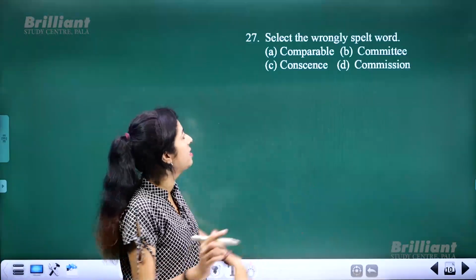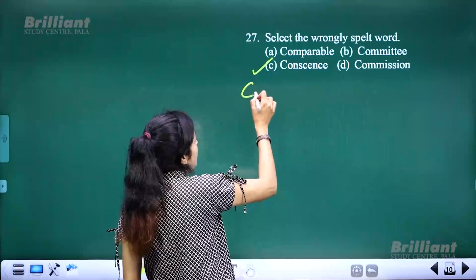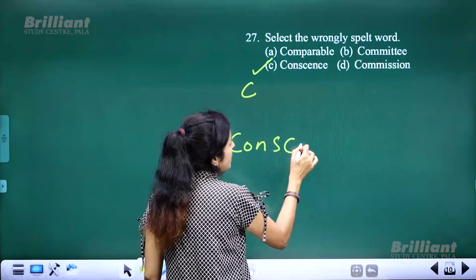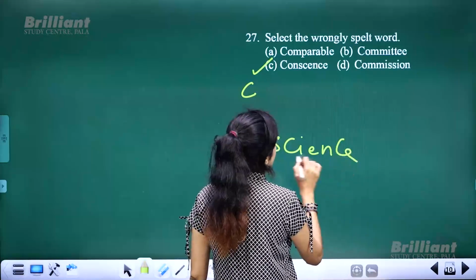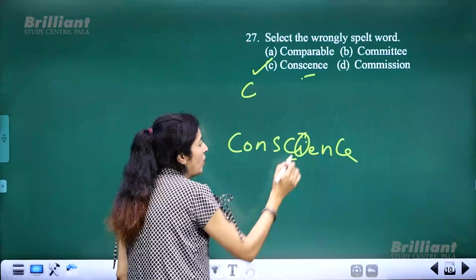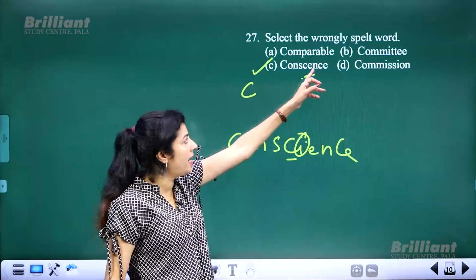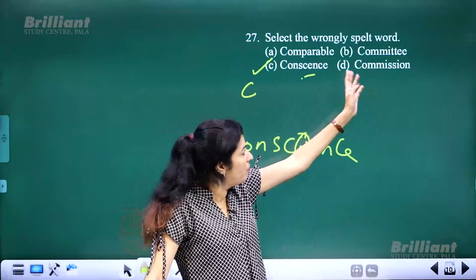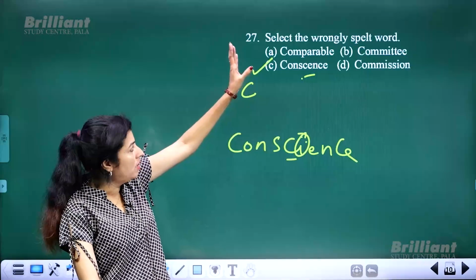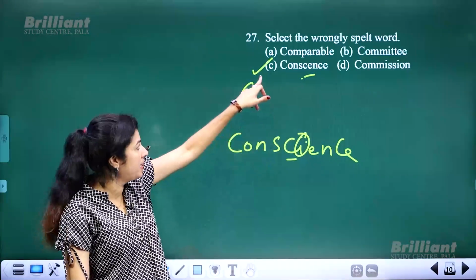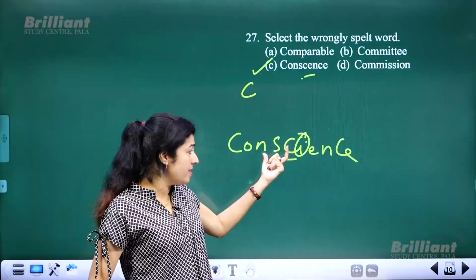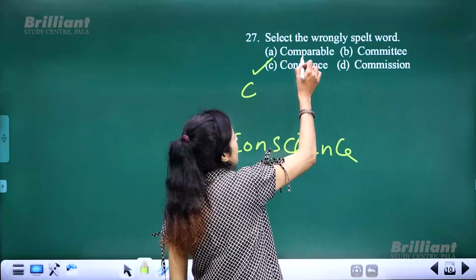Then this is conscience, and this is with the wrong spelling. So option number C. And what is the correct spelling of this? C-O-N-S-C-I-E-N-C-E. That I is missing here, and that is why this is the wrong spelling, and that is your answer. And the fourth option, commission, has also got the correct spelling. So the wrongly spelled word which becomes your answer is option number C, conscience, and that should have C-O-N-S-C-I-E-N-C-E. So that I is missing. Okay.